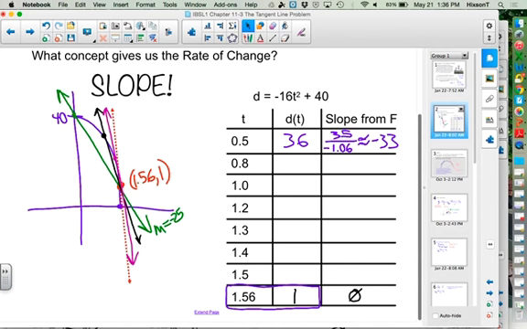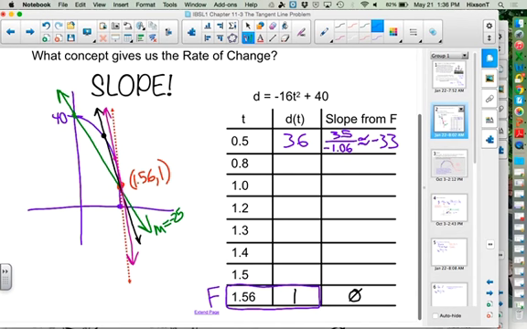Do you want us to find F also? F is this point right here. Or F is that point right there. Oh, so even the slope from F to this point.